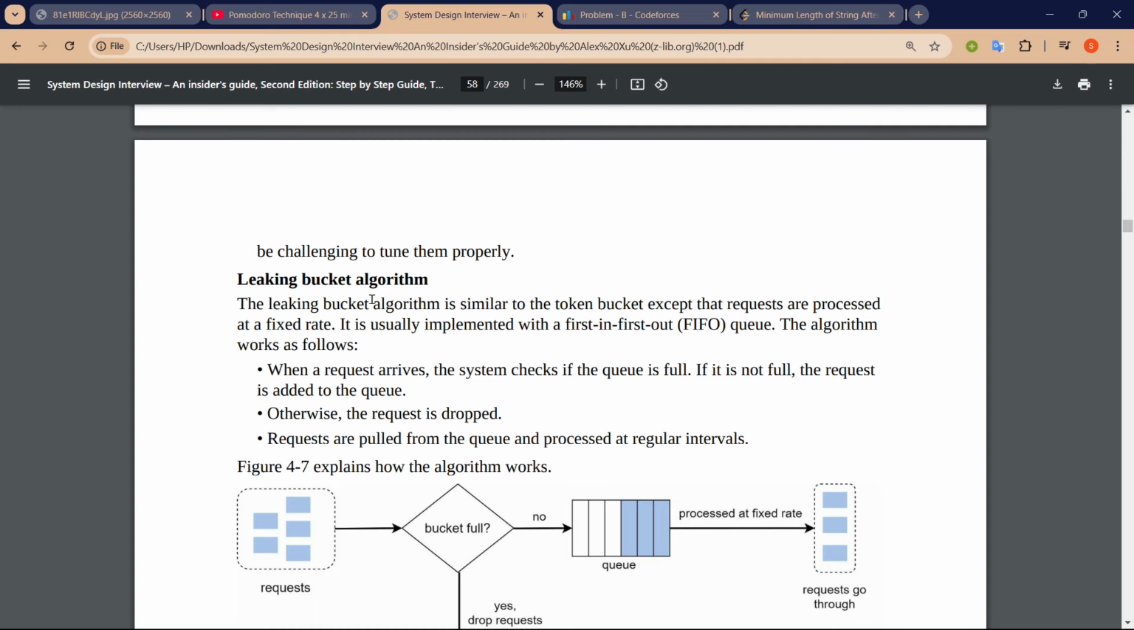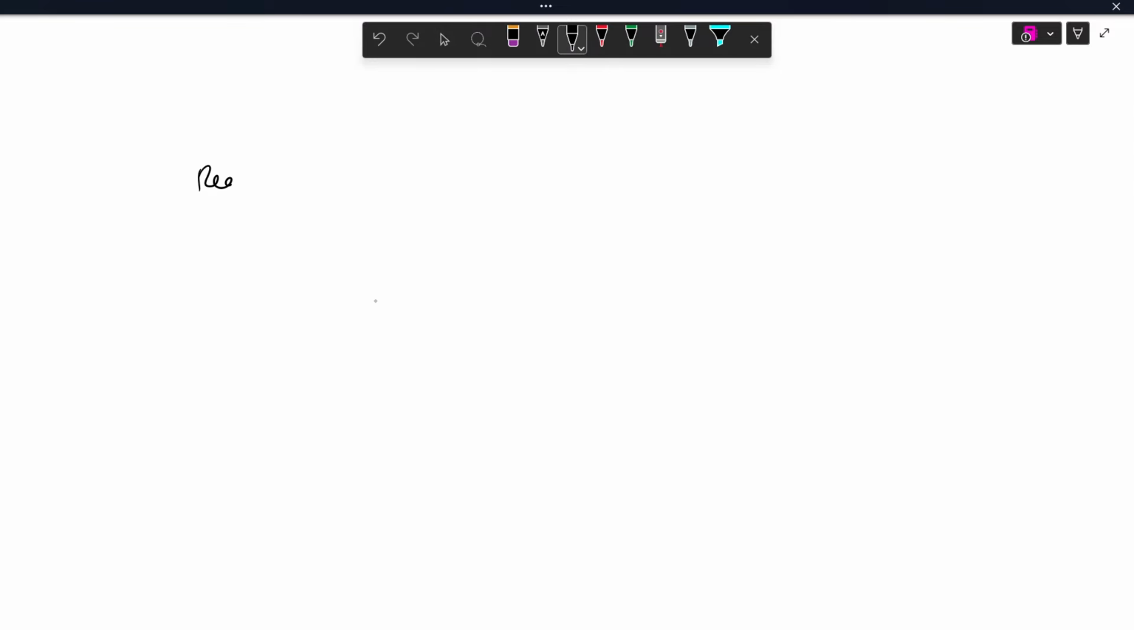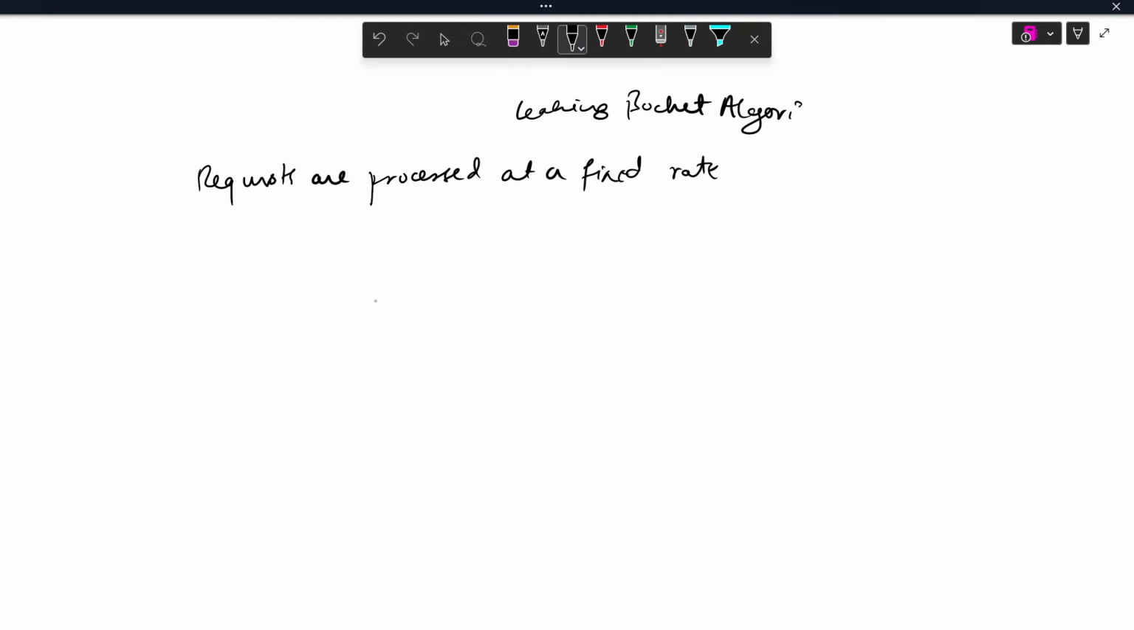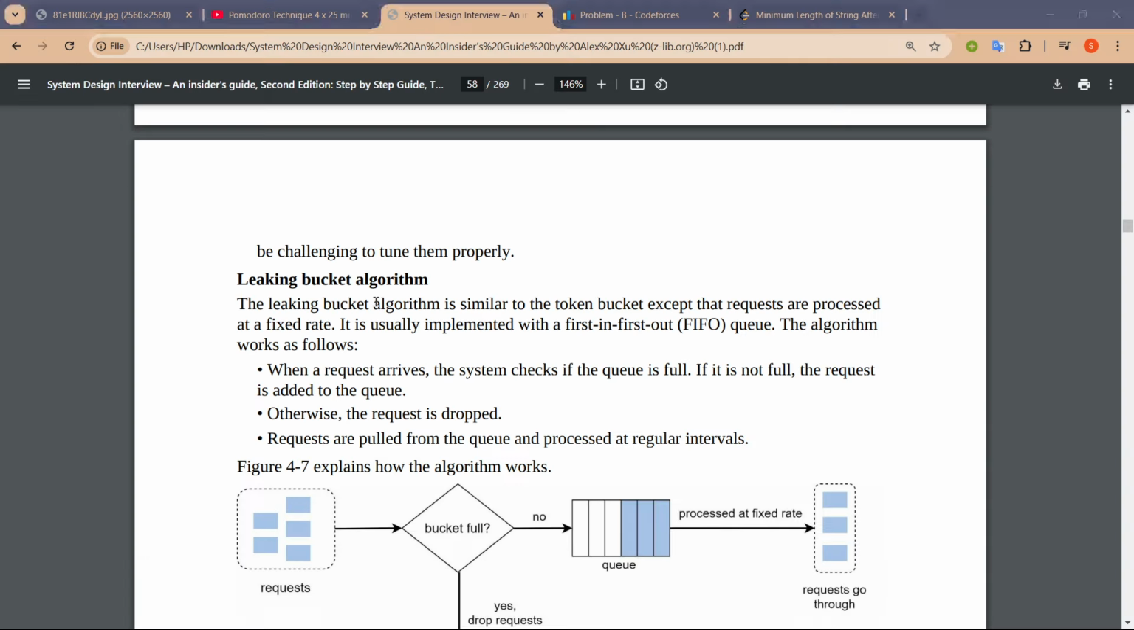The leaking bucket algorithm is similar to the token bucket except that requests are processed at a fixed rate. In the leaking bucket algorithm, the requests are processed at a fixed rate. It is usually implemented with a first in, first out FIFO queue. The algorithm works as follows.